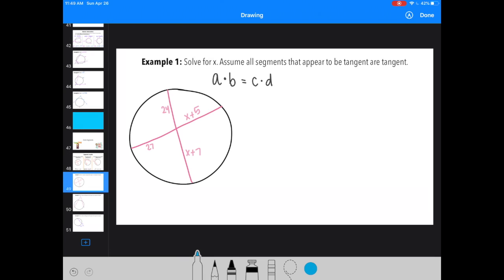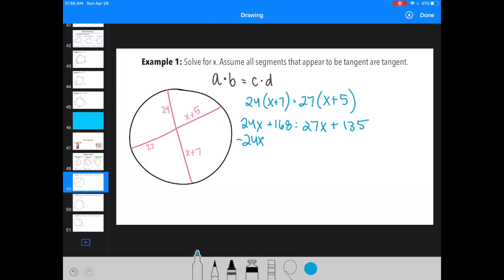So I have an intersection inside my circle. I'm going to multiply those sections by each other. So I have 24 times x plus 7 equal to 27 times x plus 5. I'll multiply that together and solve for x. So 24, I got to distribute it out. 24 times x gives me 24x. 24 times 7 is going to be 168, equal to 27x plus 27 times 5, which is 135.